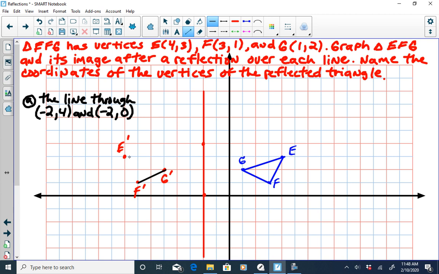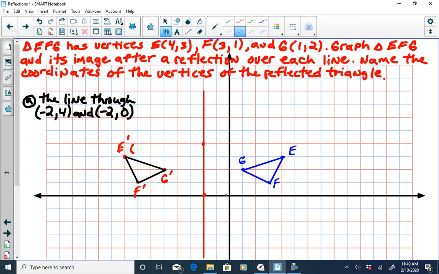I want to draw my triangle to make sure that we have a congruent figure. It has to be the same exact size and same shape for congruency. It asks us to name the coordinates of the vertices of the reflected triangle. So let's go with E prime.